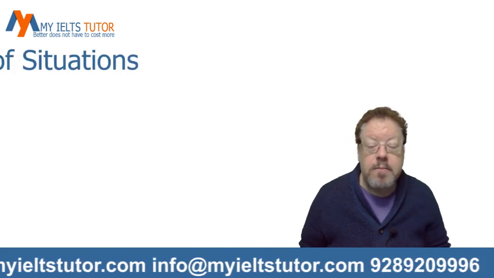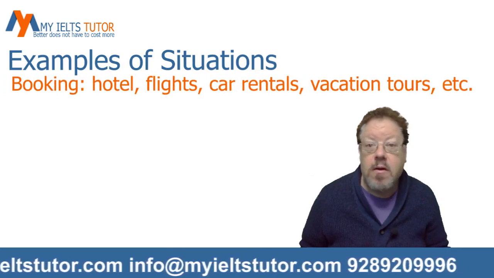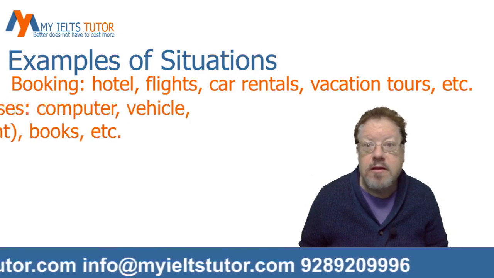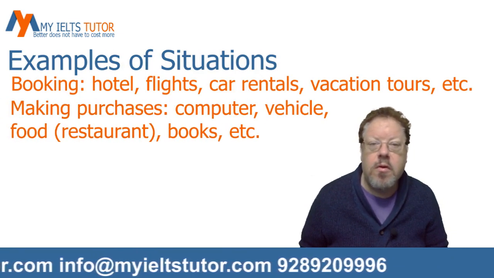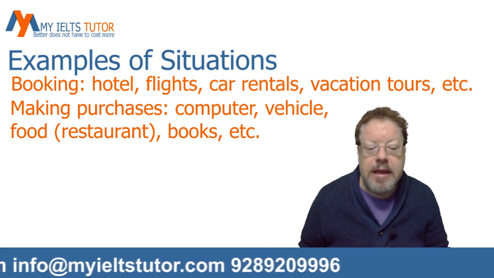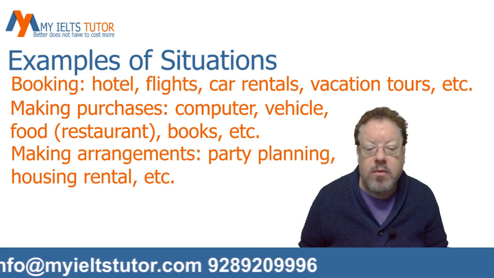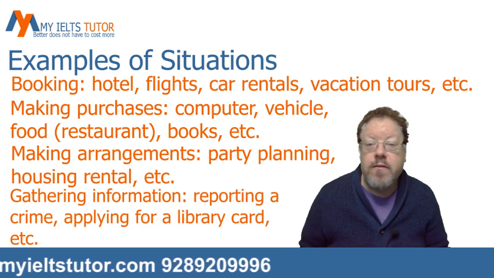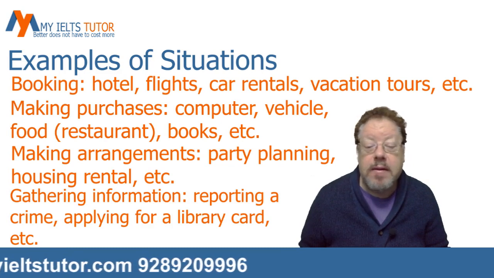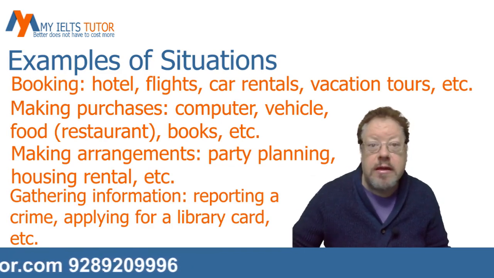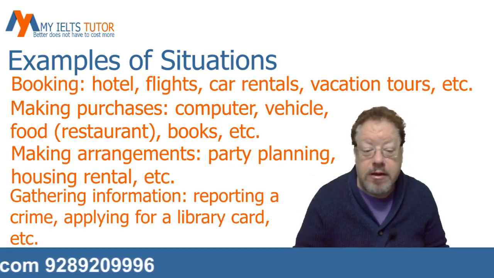Now, the types of exchanges are as follows. For example, booking hotels, flights, car rentals, vacation tours; making purchases such as computers, vehicles, food at a restaurant, or books; making arrangements such as party planning or housing rentals; or gathering information, for instance, reporting a crime or applying for a library card. So those are the types of transactions that you could get for Section 1 listening.